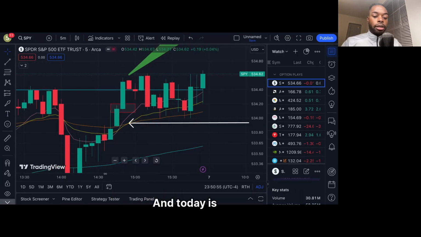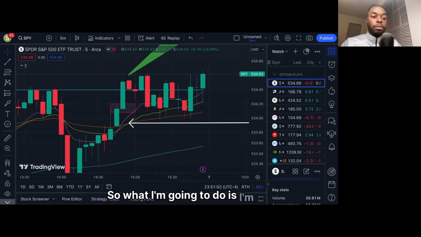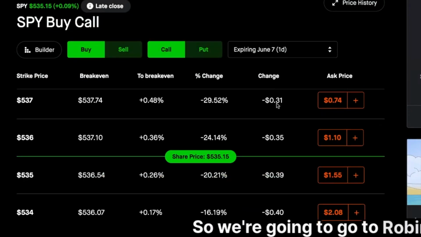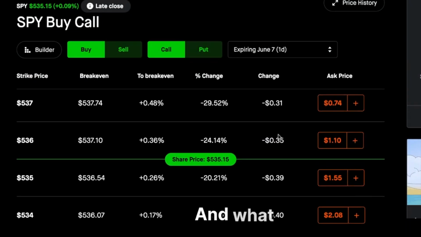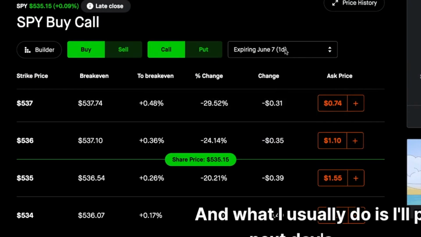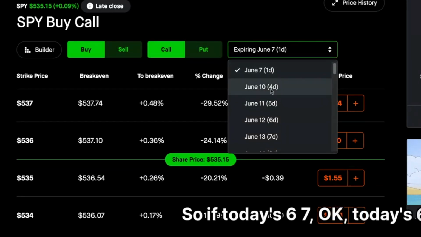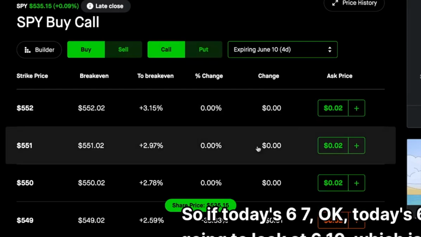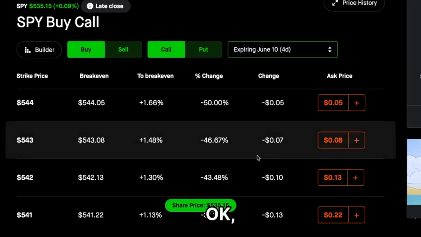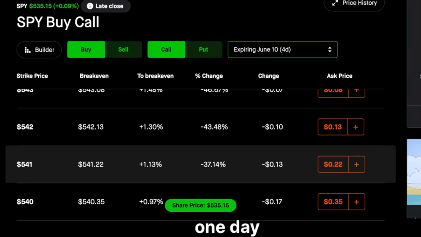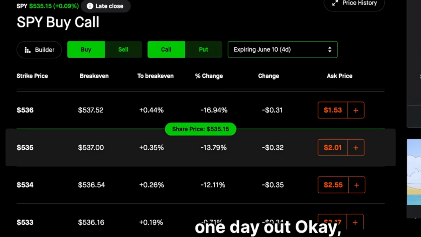Today is 6/6/2024. So what I'm going to do is go to Robinhood. Oh, actually, we have to pretend it's 6/7. What I usually do is pick the next day's expiration. So if today's 6/7, we're going to look at 6/10, which is the next day's expiration. I go 1 day out if I'm day trading.